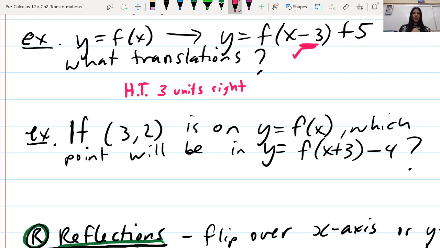So that takes care of that part. But then I also want to look at that part. So for that part, we're dealing with the vertical translation up or down. If it says plus 5, I would say vertical translation 5 units up. So that's done as well.